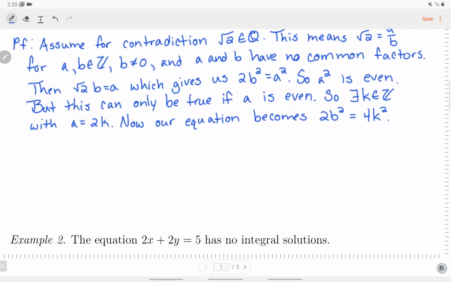All right. Well, I can simplify that. Divide both sides by 2, right? We can write that: divide both sides by 2 to obtain, and what will we get? b squared equals 2k squared.